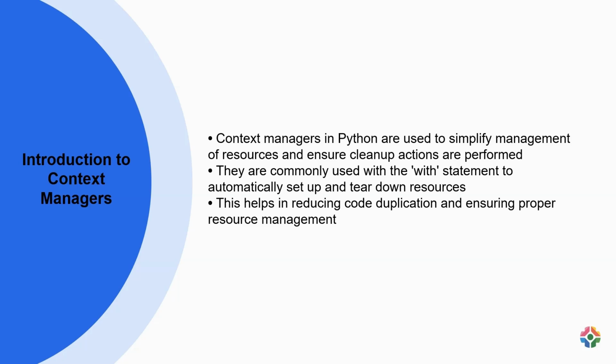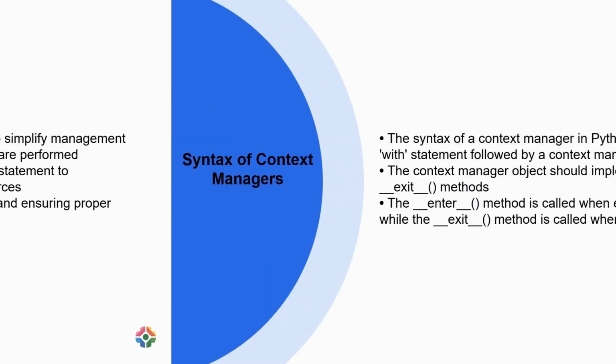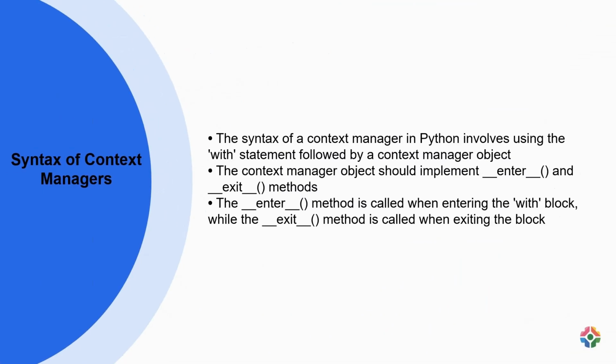For instance, when working with files, a context manager can be utilized to automatically close the file after operations are completed, saving the programmer from having to explicitly close the file each time. A context manager in Python is implemented using the with statement, followed by a context manager object. This object must define the enter and exit methods.